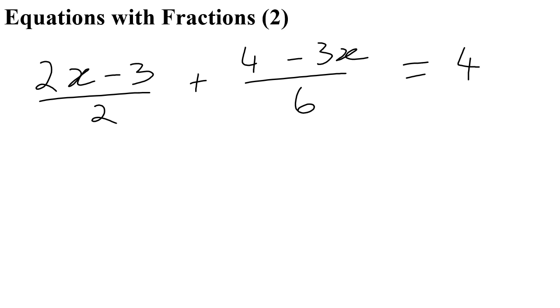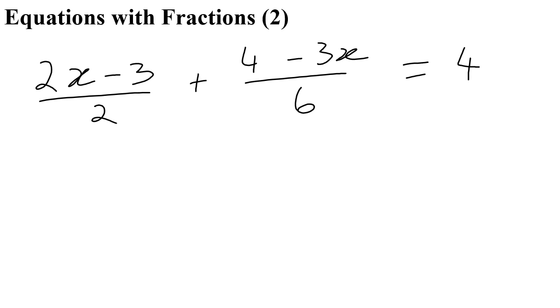In this situation, I have these 2 fractions there. The easiest thing for me to do is to combine them to form one fraction, and the way I'm going to do that is by making a common denominator. So I have 2 and 6. The lowest common denominator between 2 and 6 is 6, because I can notice 2 actually goes into 6.